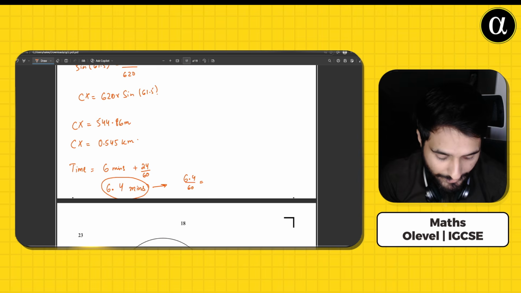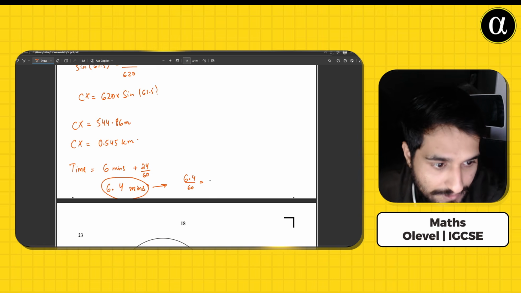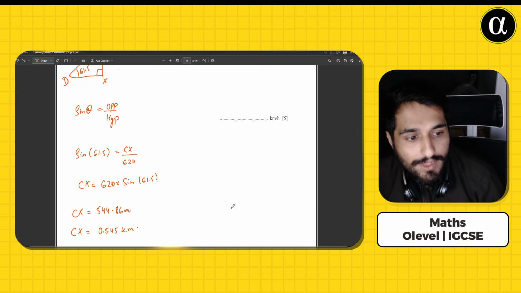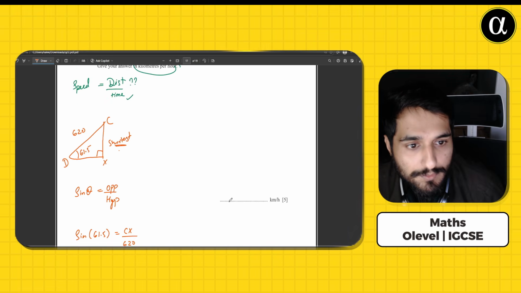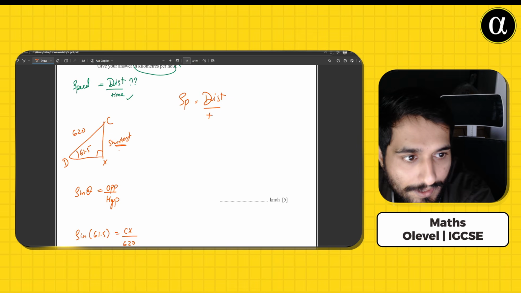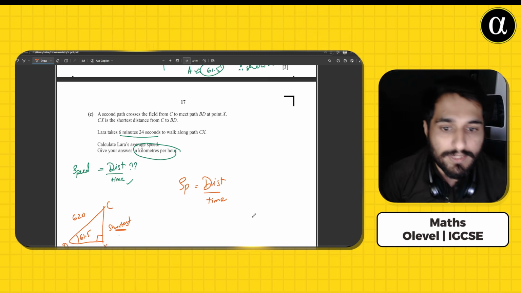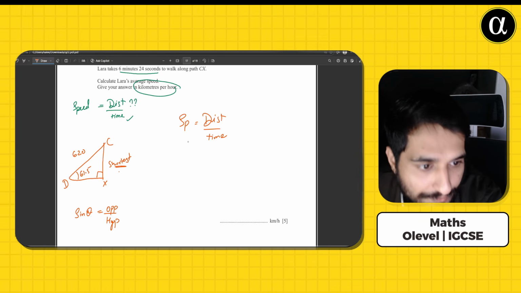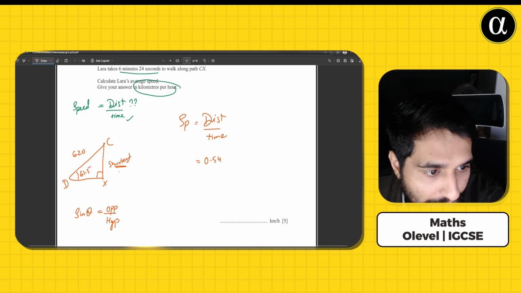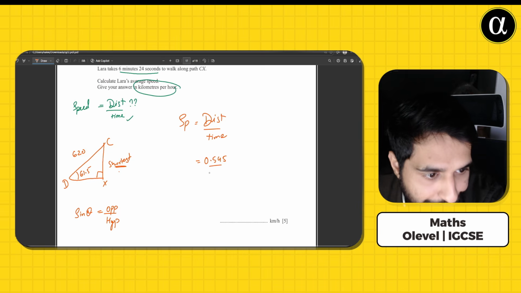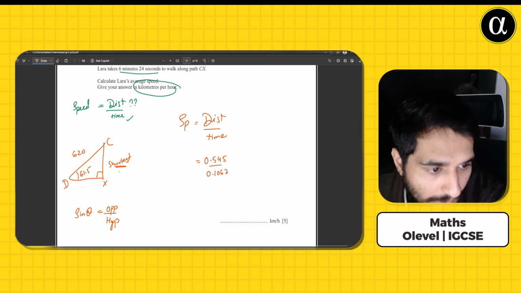This would give me 8 over 75, or 0.1066, 0.1067 hours. Now we can plug in all the values in here. We know that speed is equal to distance over time, and the value for distance was 0.545. So this is going to be 0.545 divided by the time, which is 0.1067, and we get the answer.